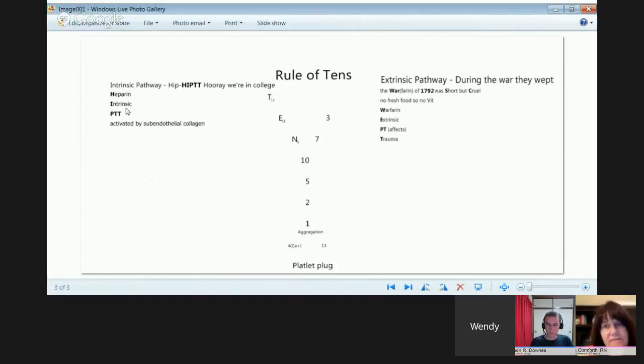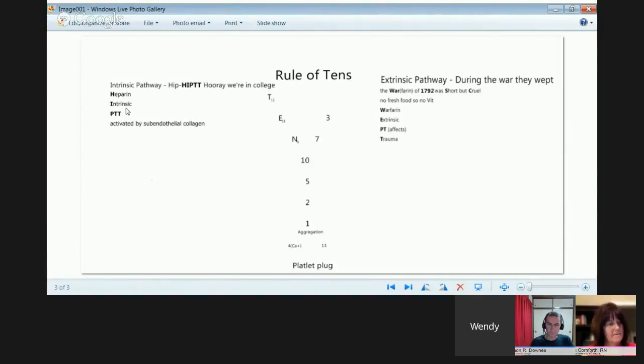These are all important because when they start talking about factors, you need to know which side. So, for example, if I'm having trouble with factor 11, I need to know whether it's the PTT or the PT that's going to be affected. That's why it's important.